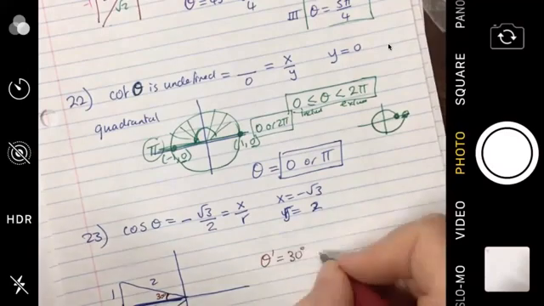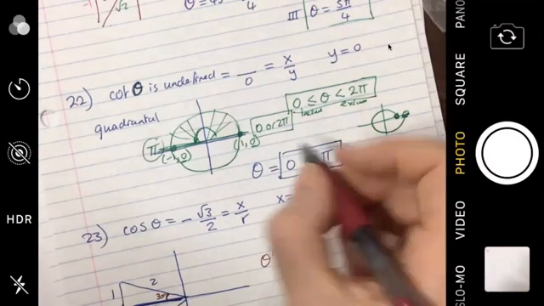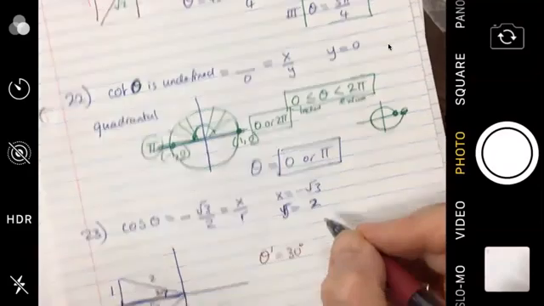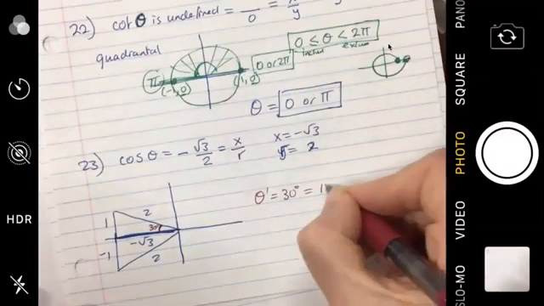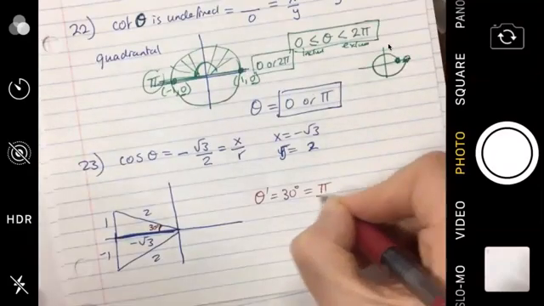But I've got to answer in radians. So this in radians is pi by 6. That's my reference angle. It's not my answer.